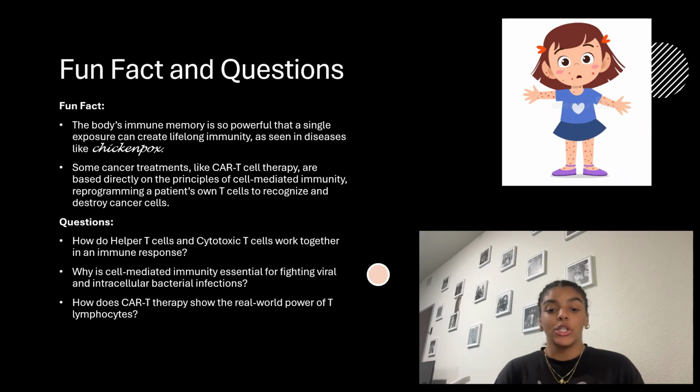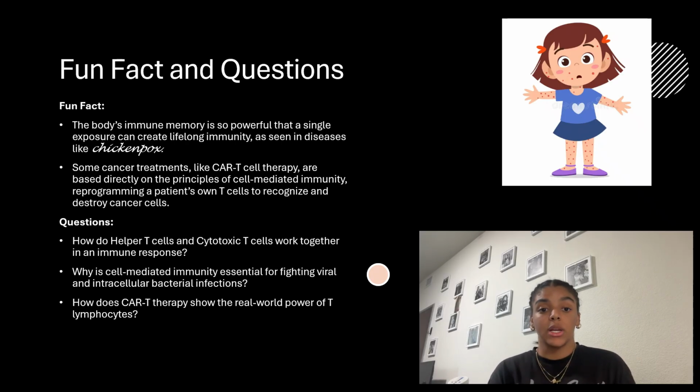So for the first question, I'm going to give you some answers. For number 1, our helper T cells recognize antigens on MHC class 2 molecules, release cytokines, and activate the cytotoxic T cells. Those cytotoxic T cells then detect infected cells showing antigens on MHC class 1, and destroy them with perforin and granzymes. So basically, the helper T cells give the command and the cytotoxic T cells carry out the attack that was given to them. Let's move to question 2.